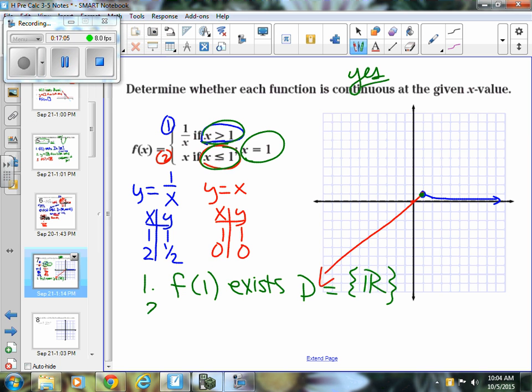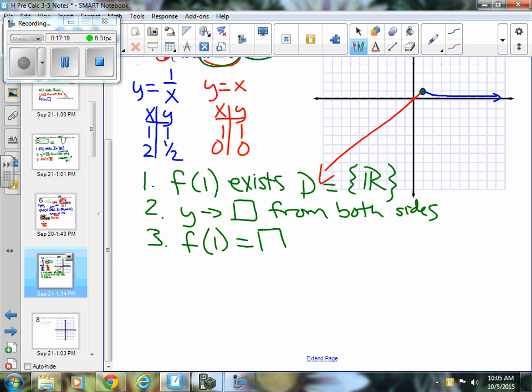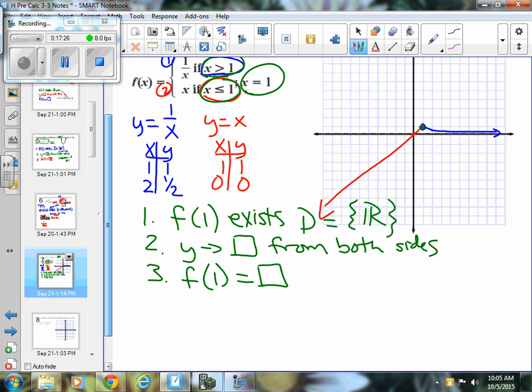So it exists. Step number 2 and step number 3, I'm going to write them both out here. Y approaches what from both sides? And then step number 3 is f of 1 equals whatever that number is, that same thing that it's approaching. So let's go ahead and fill those both in at the same time. What does f of 1 equal? You can look in your tables. F of 1 is equaling 1, right? When we put in 1, we get a 1.